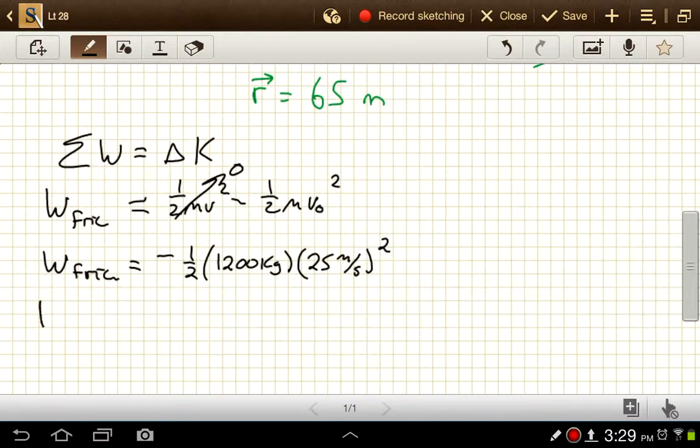So the work from friction that has to take place will be equal to, oops, I forgot to calculate this one. Looks like negative 375,000 joules. Okay, so that's the amount to stop the car.